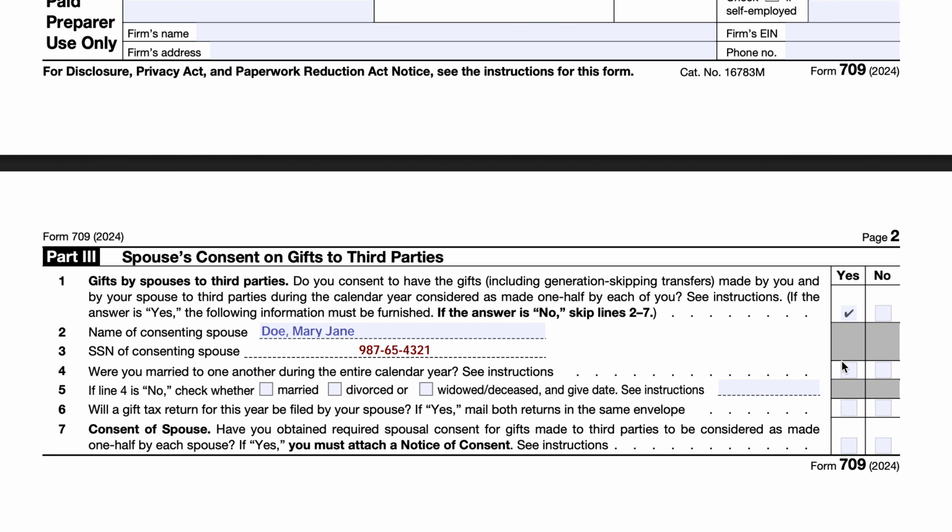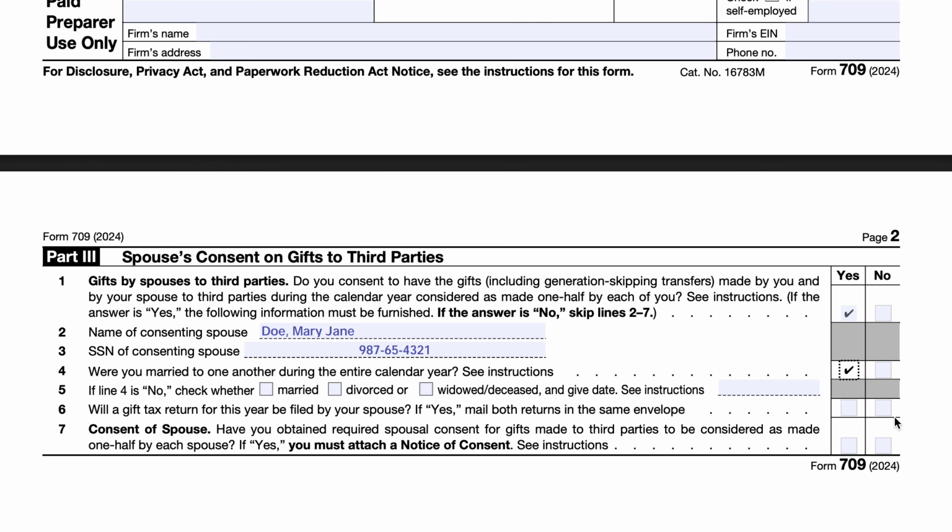And then if you were married to each other the entire year, check yes or no. And that means you were married before the beginning of the year and your status on 12/31 is still married. So if you weren't married during the entire calendar year, then you'll need to check whether you were married, divorced, or married at the end of the year but not at the beginning of the year, versus being divorced by the end of the year, or if you were widowed or deceased.